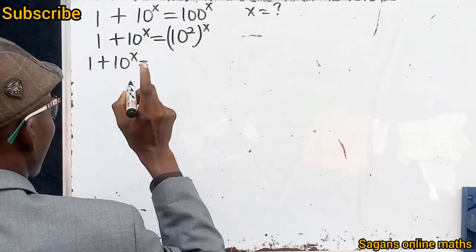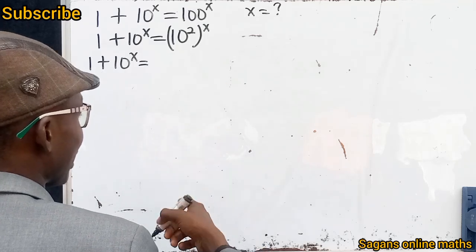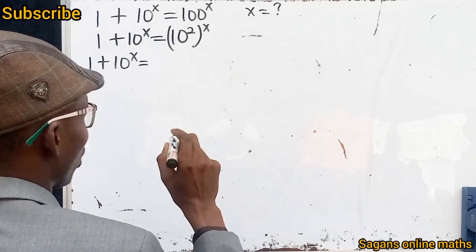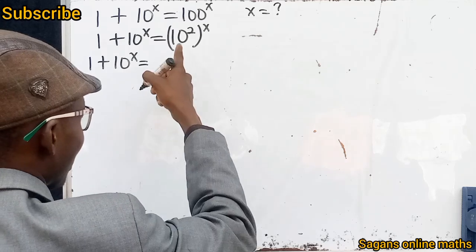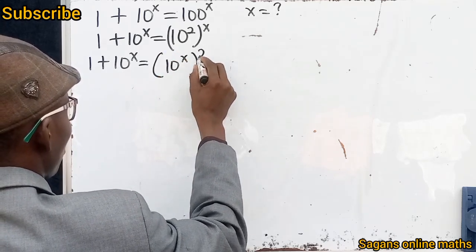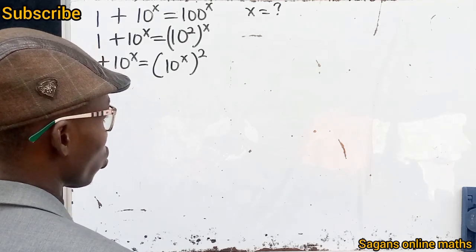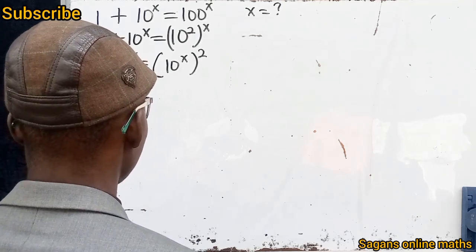remember that the index inside the parentheses can multiply the index outside the parentheses. If this is true, then we are not wrong to decide to write this as 10 raised to the power of x, all raised to the power 2, because x times 2 is the same as 2 times x. This is amazing and beautiful.